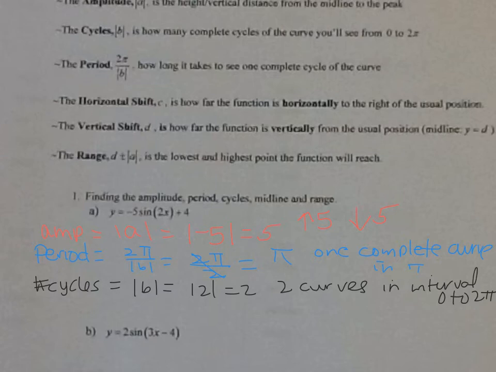All right, the next thing we want is the midline. The midline is y equals d. Your d is the number that's at the end here, so it's y equals 4, which means the middle of your curve is 4. Okay, so now we can talk a little bit more about this amplitude. So from the middle, it's going to go up 5. From the middle, it's going to go down 5. And the last thing would be your range.